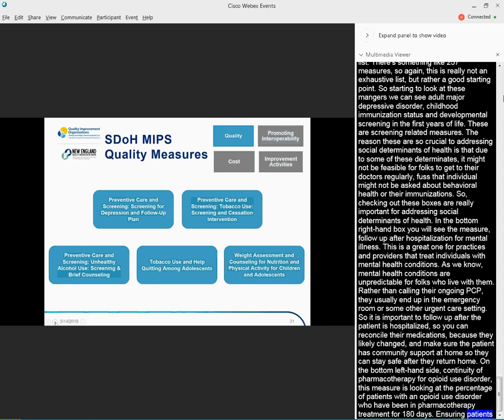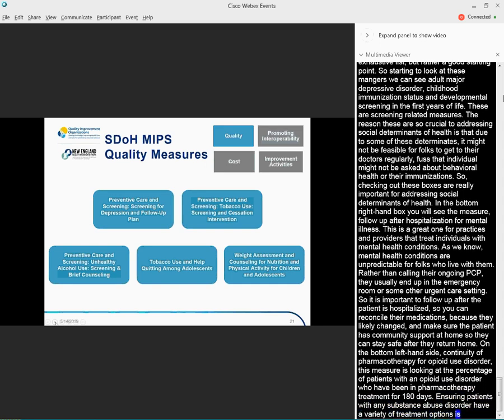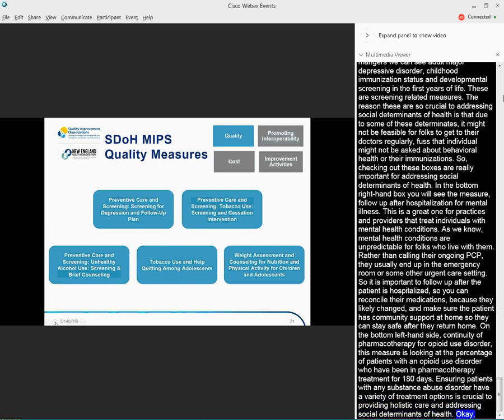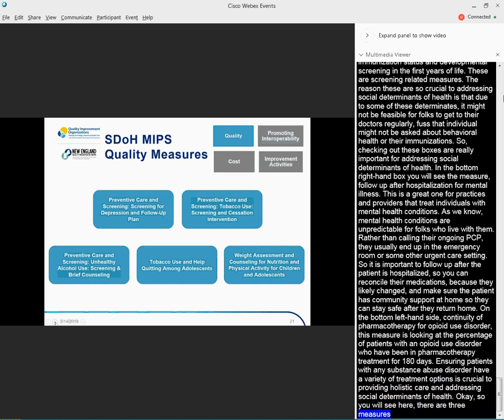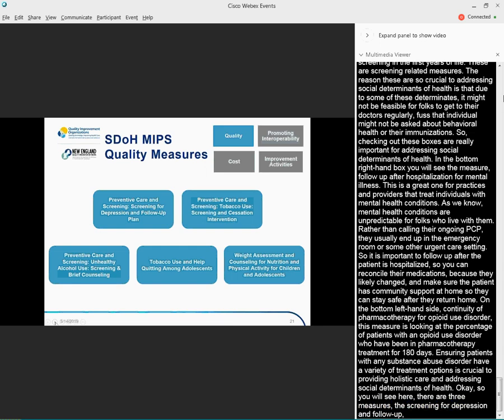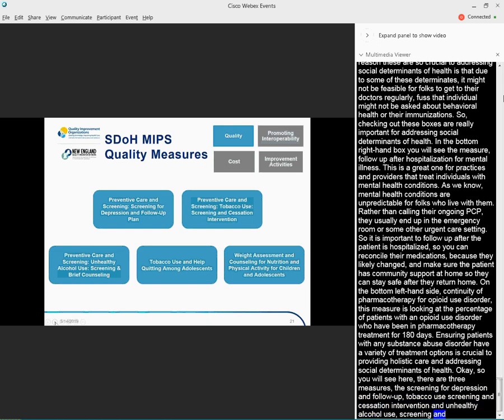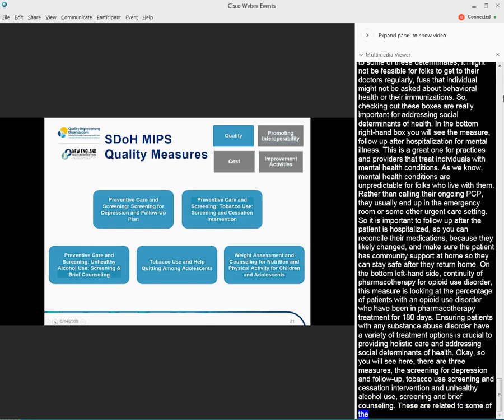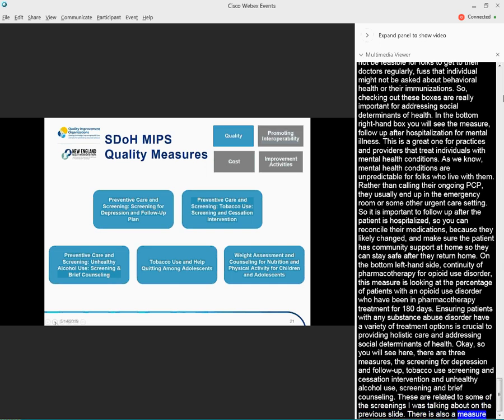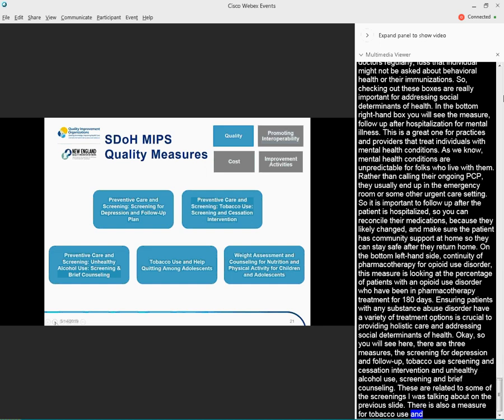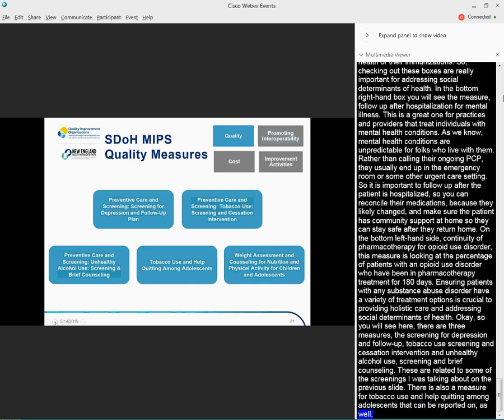Okay, so you'll see here there are 3 measures that say preventive care and screening. So there's the screening for depression and follow-up, tobacco use screening and cessation intervention, and unhealthy alcohol use screening and brief counseling. So these are related to some of the screening stuff I was talking about on the previous slide. There's also a measure of tobacco use and quitting among adolescents that can be reported on as well. There's another measure related to weight assessment and counseling for nutrition and physical activity for children and adolescents.